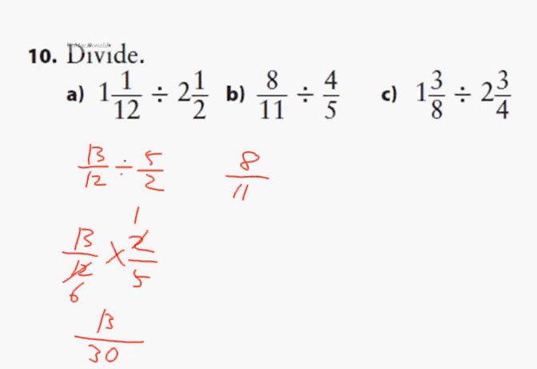Keep your first fraction, change to multiplication of the reciprocal. Check for cross reduction. 2 over 1. Multiply your numerators, you get 10. Multiply your denominators, you get 11. Your answer is 10/11.